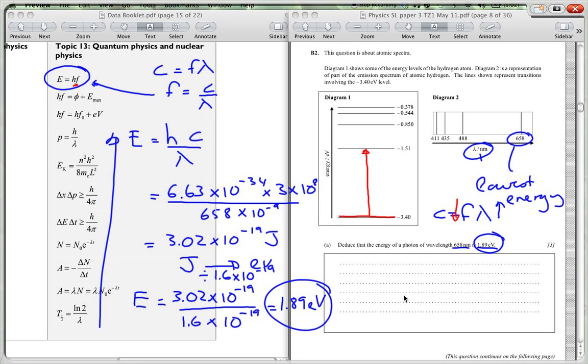So if I take 3.40 minus 1.51, I get my 1.89 eV. So you'd need to have explained that, but you could really have just done that. That would probably be an easier way to go.